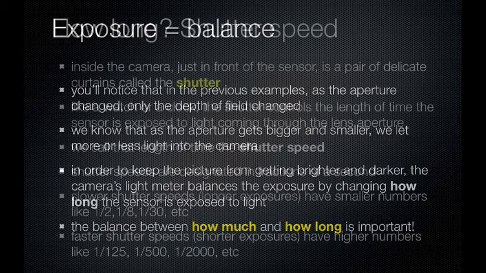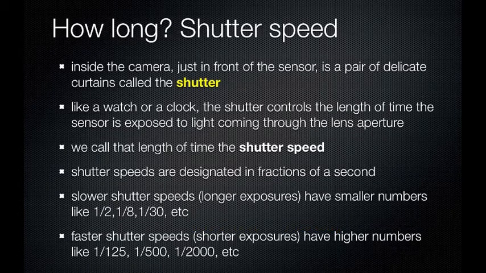So when we talk about how long, what we talk about is shutter speed. Inside the camera, just in front of the sensor, is a pair of delicate curtains called the shutter. Like a watch or a clock, the shutter controls the length of time the sensor is exposed to light coming through the lens aperture. We call that length of time the shutter speed.